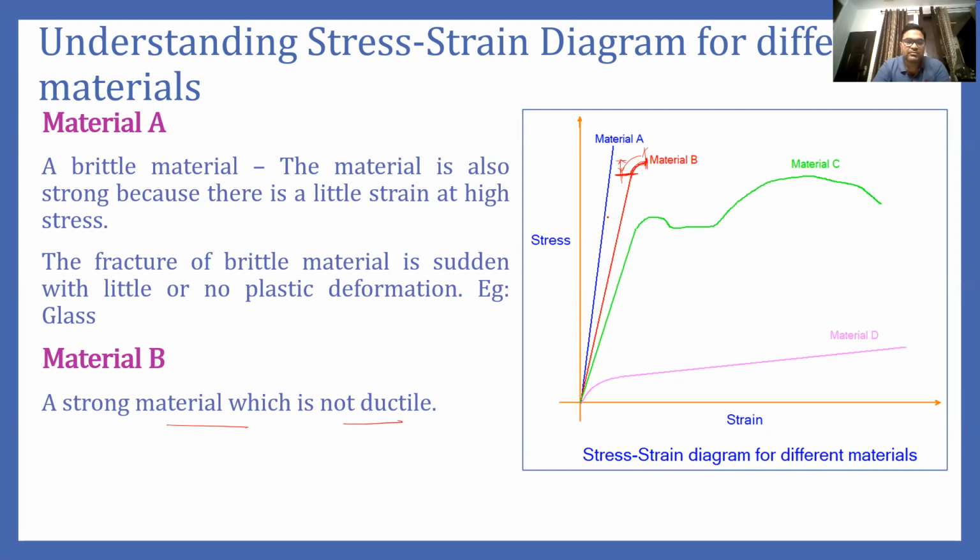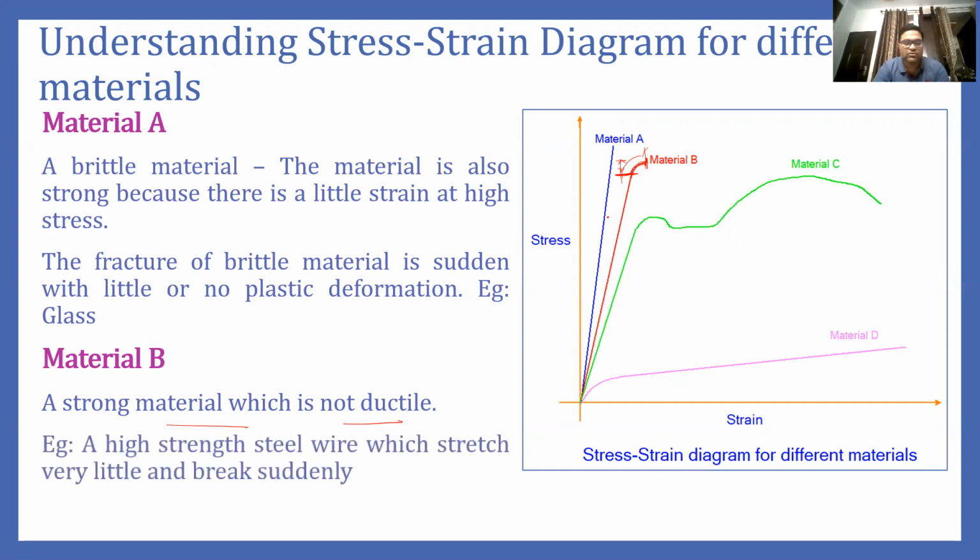The example for this material can be high strength wire. When we have a high strength wire and we try to stretch it, it may stretch very little, and after that it will break suddenly from this point. So the behavior can be shown by this curve.